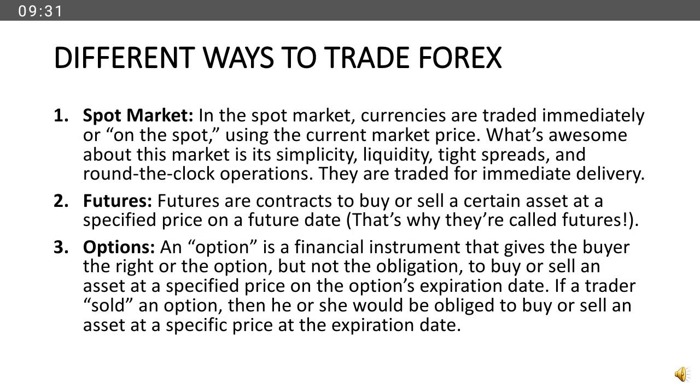Now, different ways to trade forex. What are the different ways to trade forex? Number one, spot market. In the spot market, currencies are traded immediately. That's why they call it spot. Currencies are traded immediately, or on the spot, using the current market price. What's also great about this market is its simplicity, liquidity, tight spread, and round-the-clock operation.